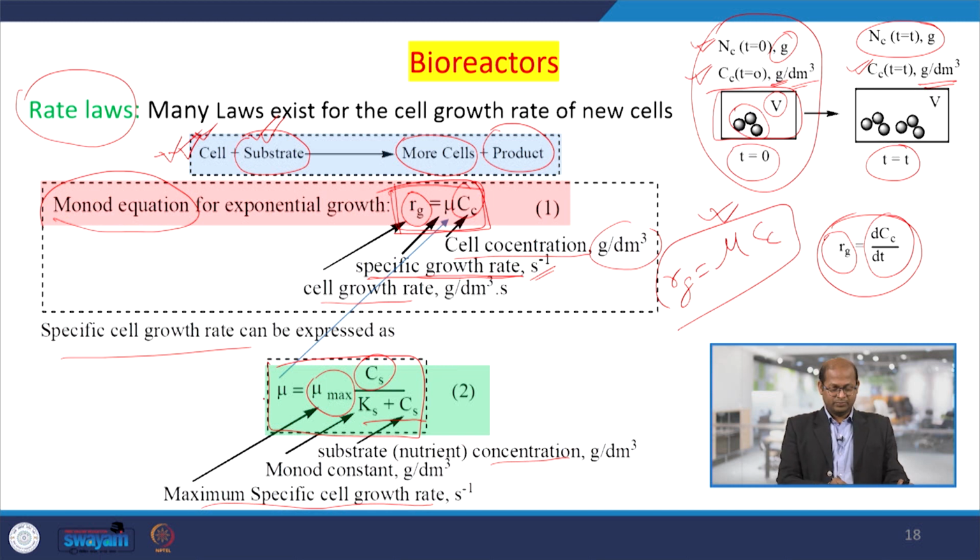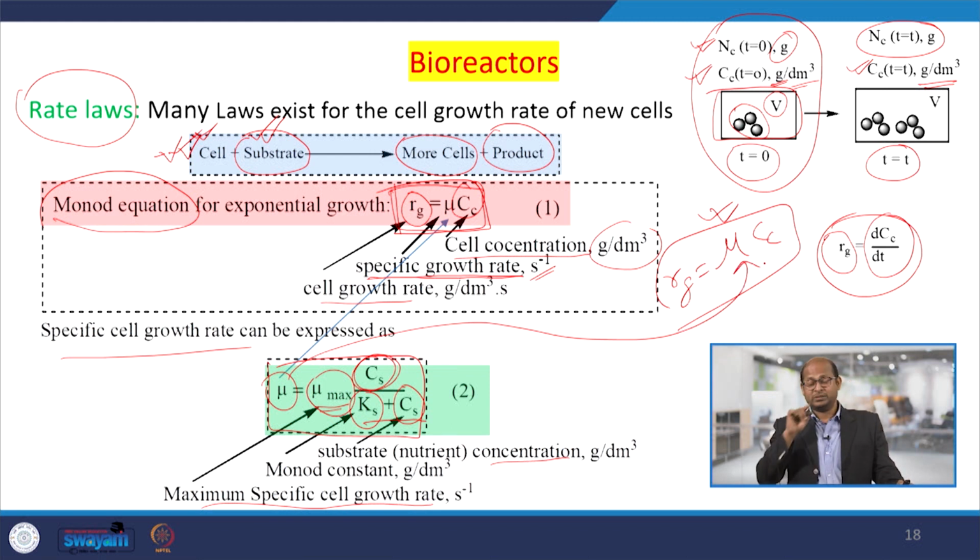So, here mu equals mu max Cs, that is the substrate concentration, divided by Ks plus Cs, where Ks is called the Monod constant. So, we can substitute mu here. Then the Monod equation for the exponential growth of stage 2. In stage 2 the growth of the cells is exponential growth, so we can express it this way.